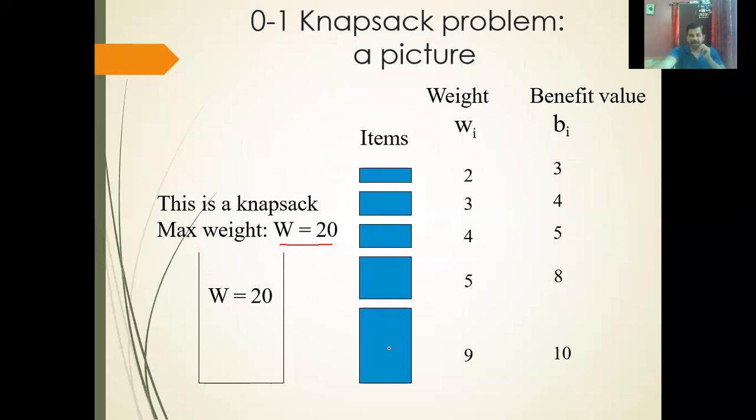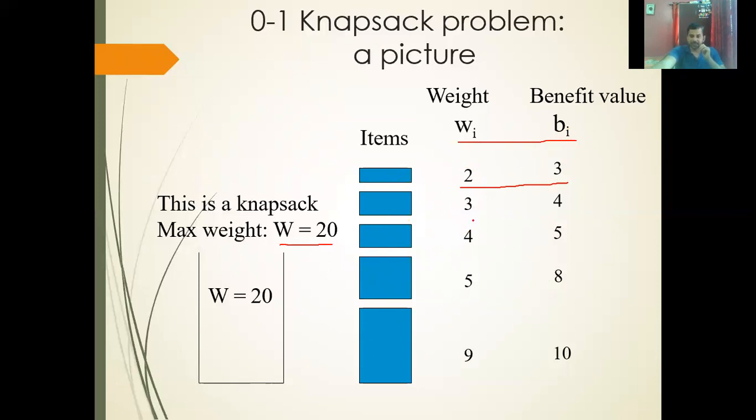And they are given some items 1, 2, 3, 4, and 5. Each of the items, as I already mentioned, is associated with a weight as well as a benefit value or profit value, right? Item 1 has weight 2, profit or benefit 3, and so on. So for all the items, we have the weight as well as the benefit value.